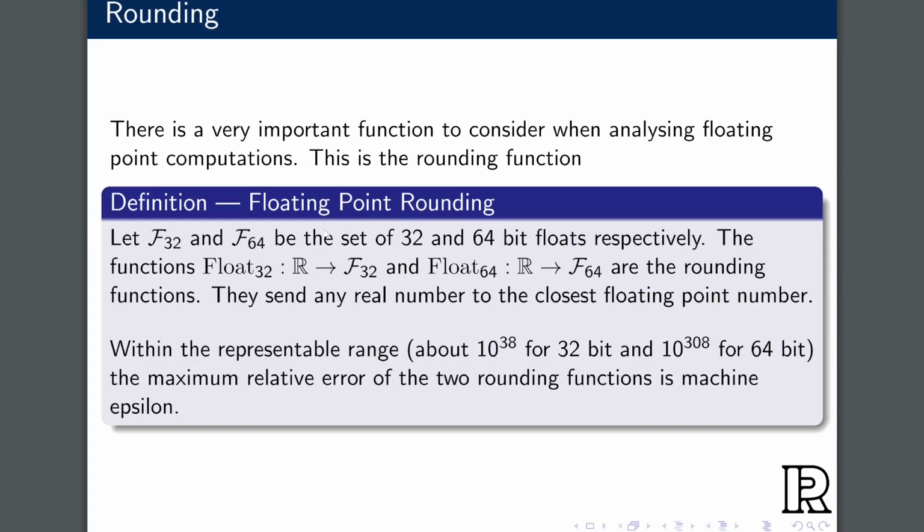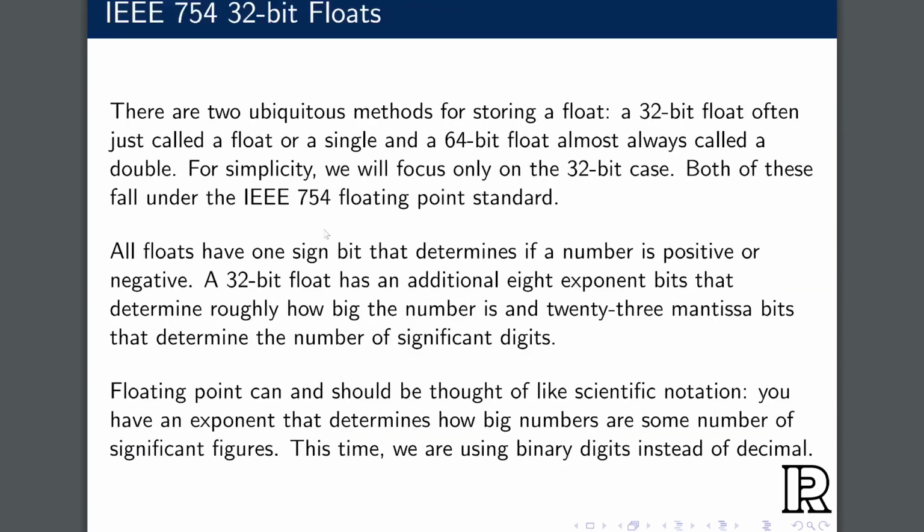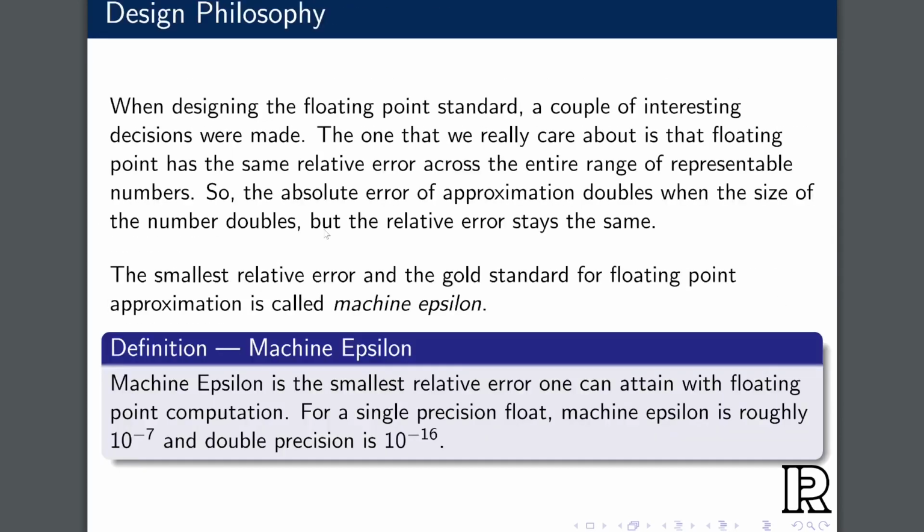This is the rounding function. It kind of doesn't exist, but it kind of does. It's more like a mathematical thing. Basically you take a real number and you just send it to whatever the closest floating point number available is. And it turns out that because of the design decisions they made, the rounding function is always machine epsilon accurate for relative error.